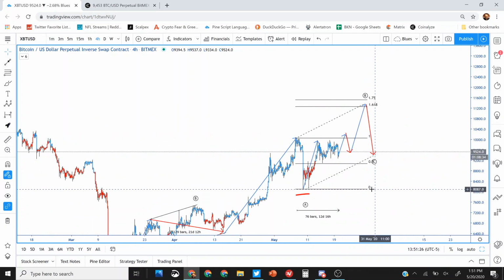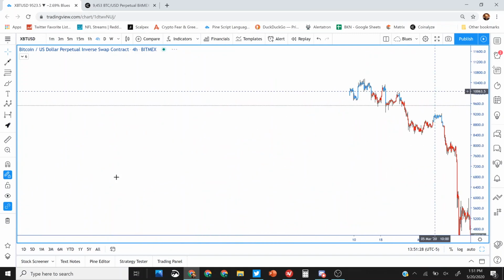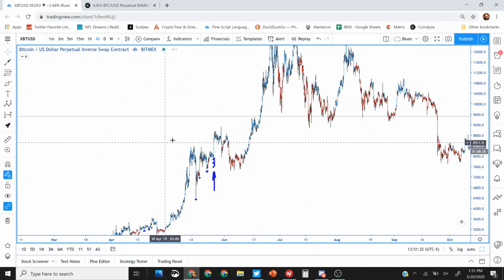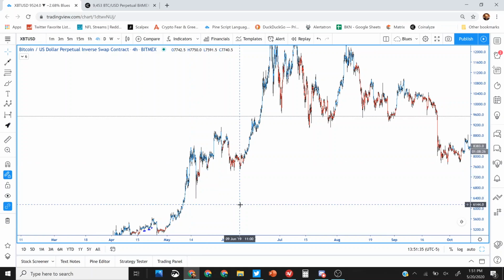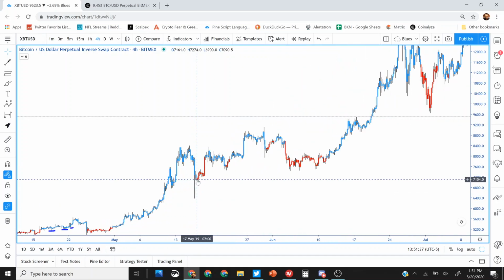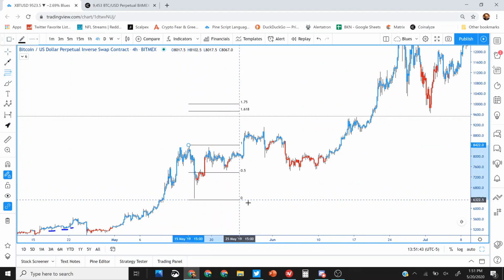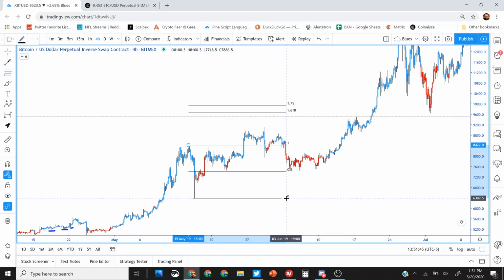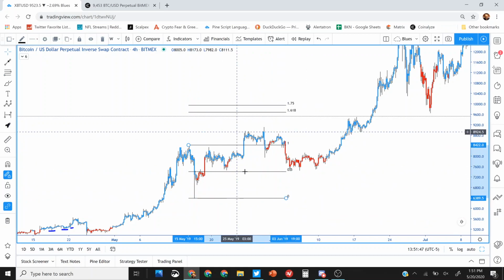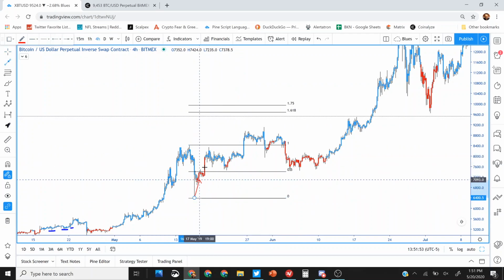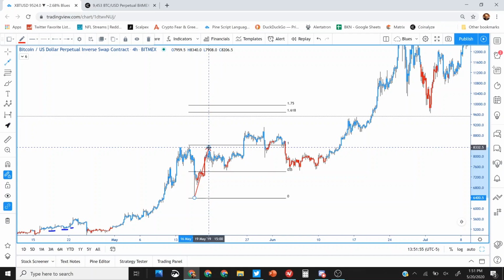How does that compare to the move we had previously back in here? If we measure this, it's a little more extreme, for sure. This was quite a wick. Actually, I would like to test this wick on other exchanges.